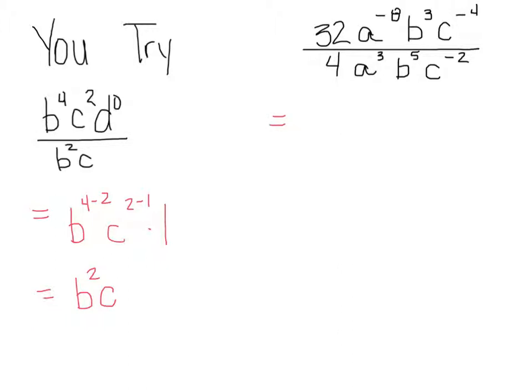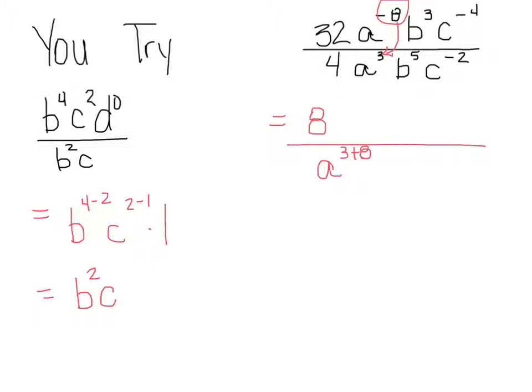Next, we've got a whole bunch of negative exponents, and we need to make sure we get that cleaned up. First off, let's take care of our coefficients. 32 divided by 4 would be 8. Next, we cross the smaller exponent to the larger exponent. And when an exponent crosses the fraction line, the exponent changes its sign. So we have a to the 3 plus 8.